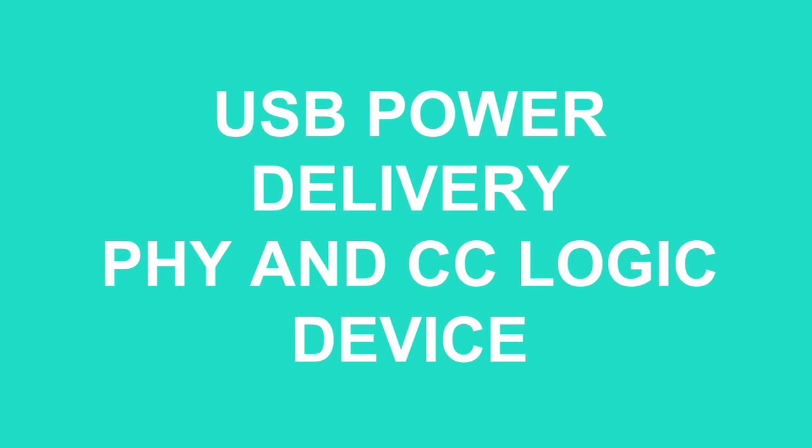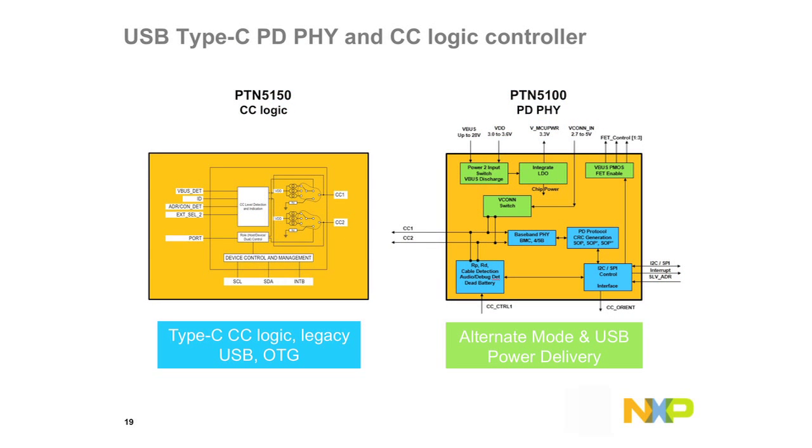So I do want to touch very quickly upon the PDFI and the CC Logic solution. What the PDFI device does on the right, PTN 5100, it has all the baseband communication blocks and all the IP necessary to talk the PD language. So that's kind of all the blocks in the blue. And it also integrates the high power blocks needed, which I have shown on the top, like your VCON switch, some high power FETs, and basically design necessary to directly interface with VBus, which can go up to more than 20 volts, to be over voltage protecting, right?